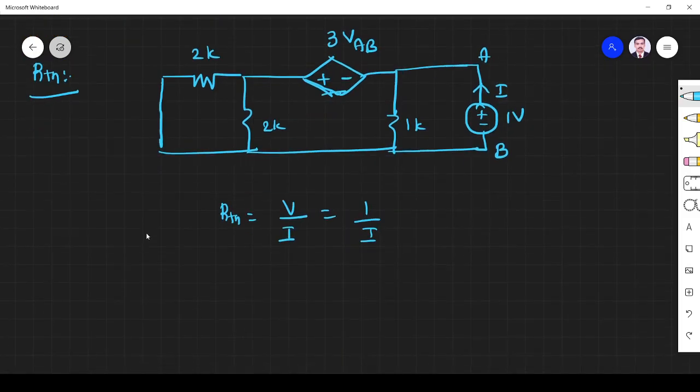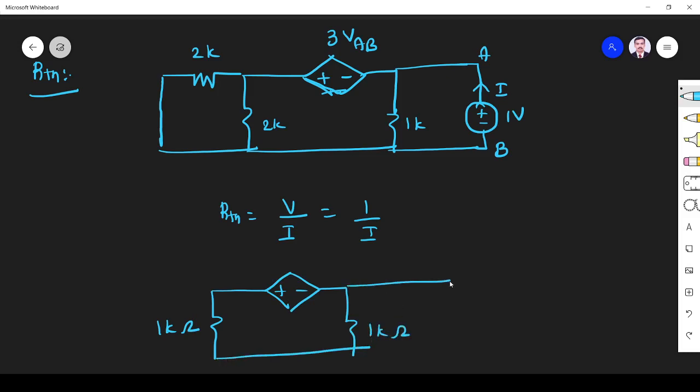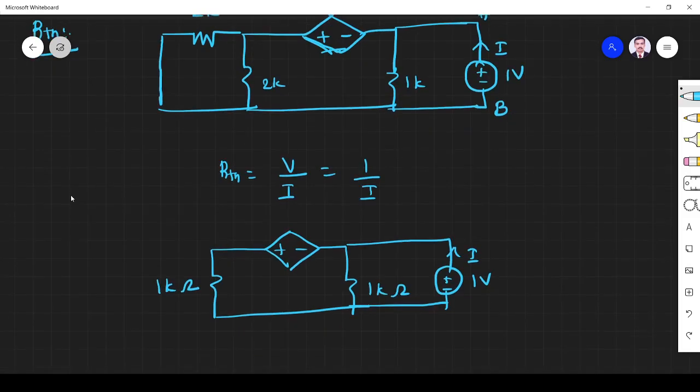Okay, now how to find I? Let us simplify this. These two 2k are in parallel, so if you simplify, it will become 1 kilo ohm. And this one will be plus minus, this is 1 kilo ohm, and here we have 1 volt. This is I. So I have to find I. This is 3VAB. Right? You see, this is A, this is B. So voltage across AB is 1 volt, so 3VAB is equal to 3.